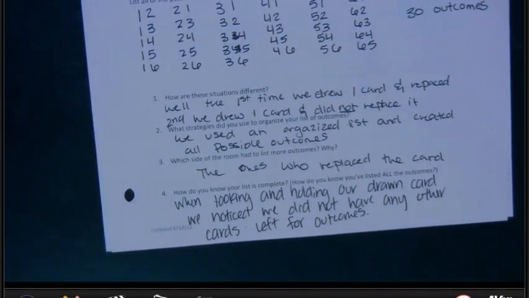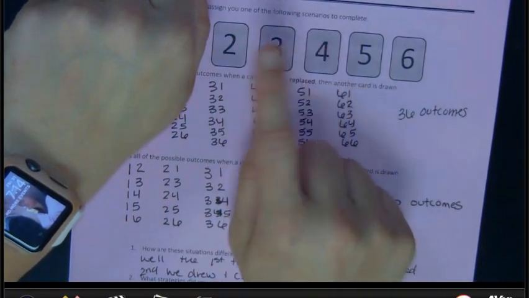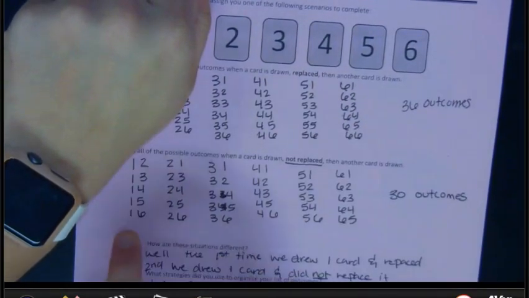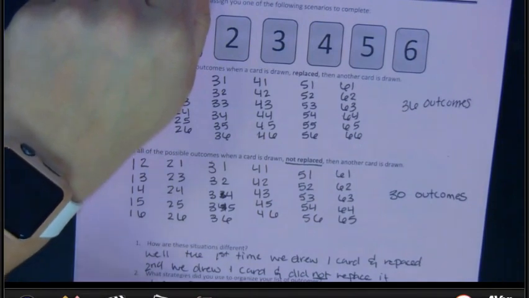Meaning if you were actually playing this game, if you picked up card number 1, if you're in the not replace group, so card number 1 is gone. So the only options that you have left are picking a 2, a 3, a 4, a 5, or a 6. And looking at it and noticing that you have no other option left, meaning you have completed all of your outcomes for drawing 1 the first time.